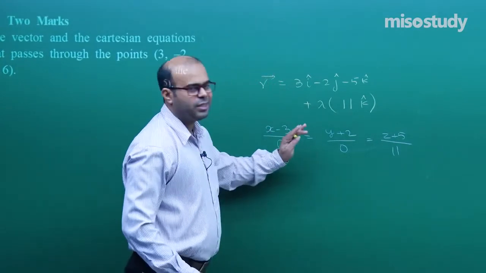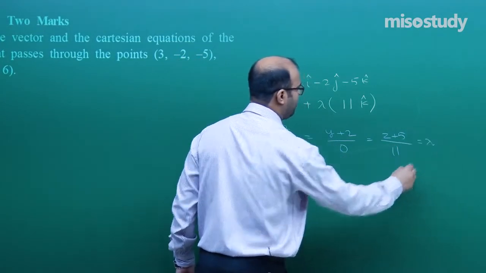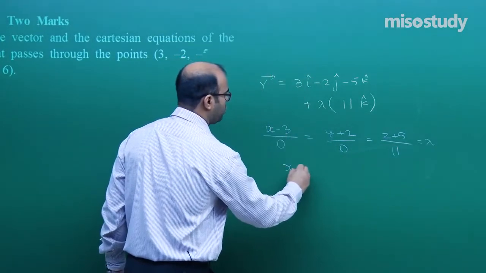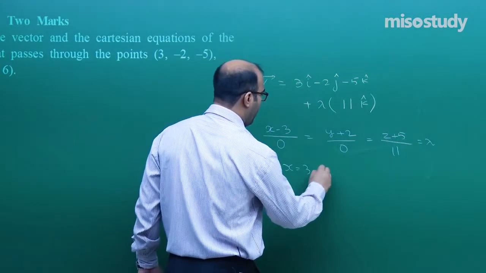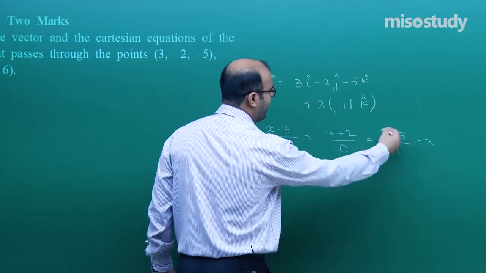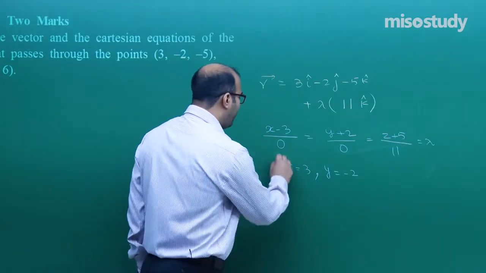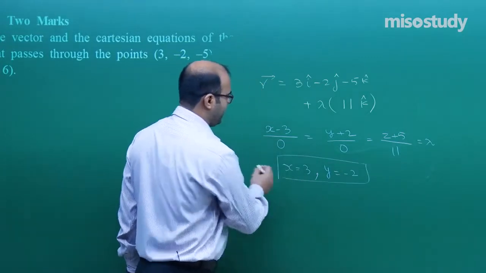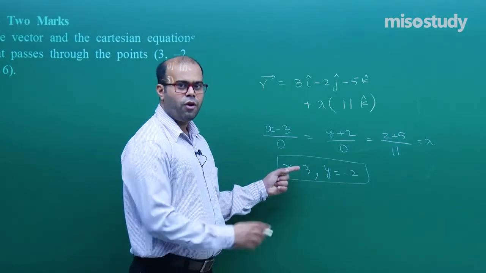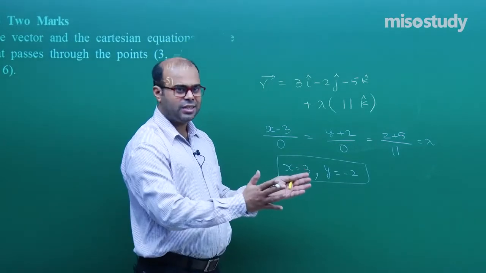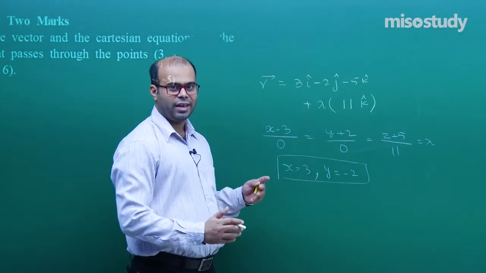So how can we express it in a more simplified form? We will say that if this is equal to lambda, that means x minus 3 by 0 is equal to lambda, meaning x is equal to 3, and y is equal to minus 2. Next, z can take any value depending upon the varying value of lambda. So what type of line does this represent? This represents that it is at a distance of 3 units from the origin along the x axis and minus 2 units from the origin along the y axis.